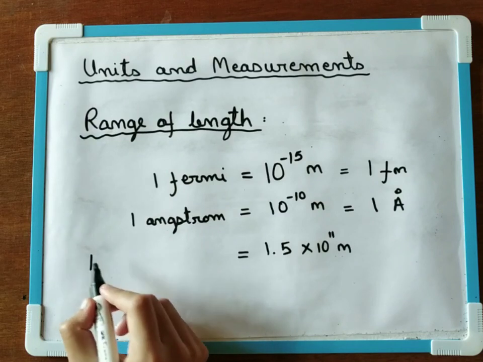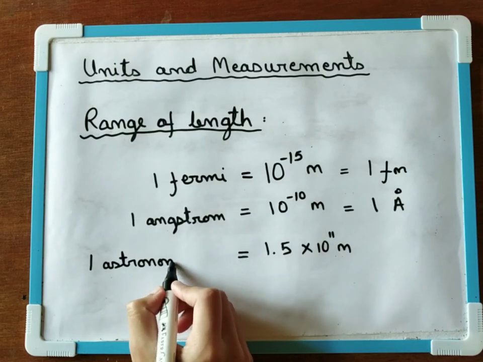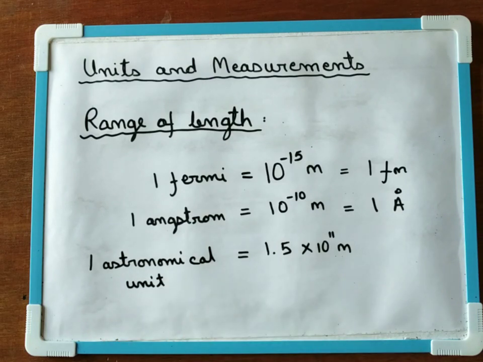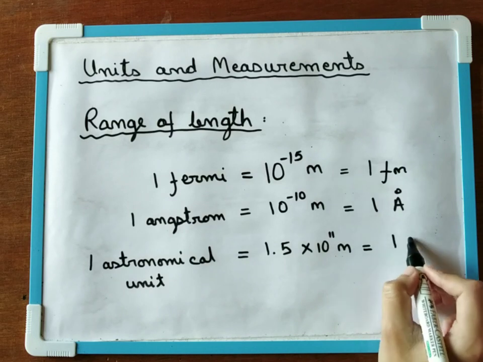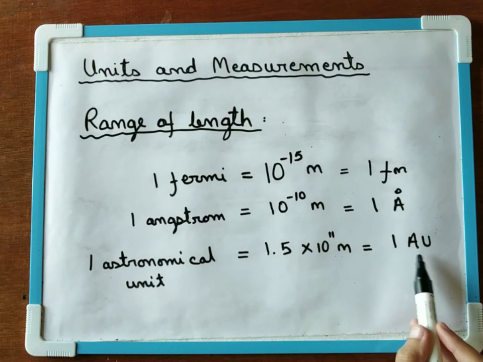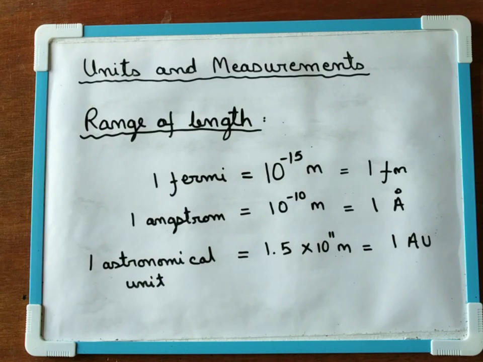So 1 astronomical unit is equal to 1.5 into 10 to the power 11 meter, and is the average distance of the sun from the earth, and we can write this as 1 AU. Okay, so this unit is used to measure large distances. These units are used to measure small distances. Then another unit which is used to measure large distance is that of a light year.